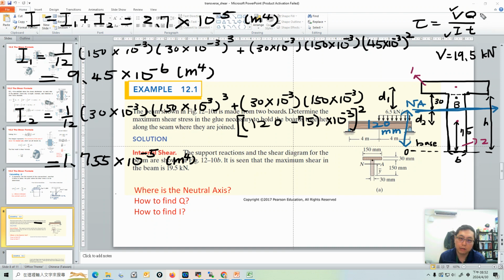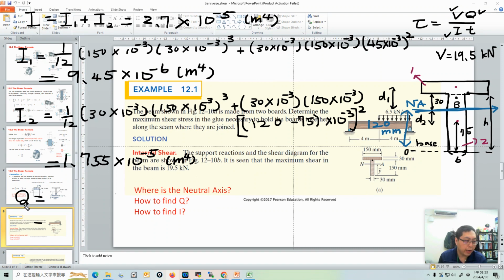So the next thing is Q. What is Q? Q depends on which point you are interested in. Right now we are interested in position B. So Q depends on the position you are interested in. So okay, I just keep this here. What's our Q?